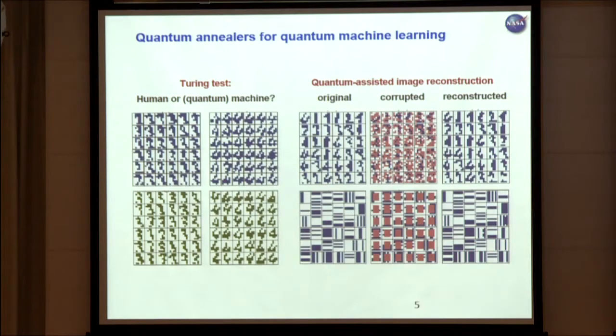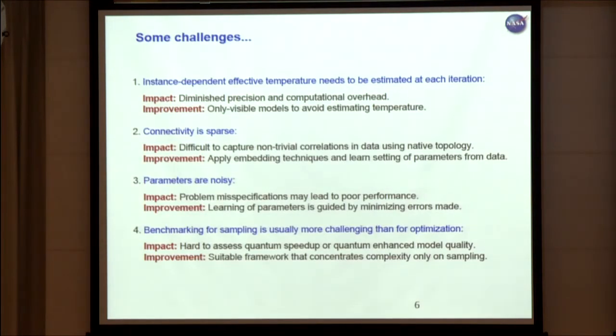So what I want to describe is what we have done to do this, which are the challenges to begin with for this kind of application. First of all, a real quantum annealer has an instance-dependent effective temperature, which was described nicely in previous talks by, I think, Vinci and Mohammad Amin. This diminishes the precision, because you have to estimate this parameter. There are other ways that have been explored by D-Wave recently. This also produces a computational overhead because you have to estimate this parameter at each iteration of the process.